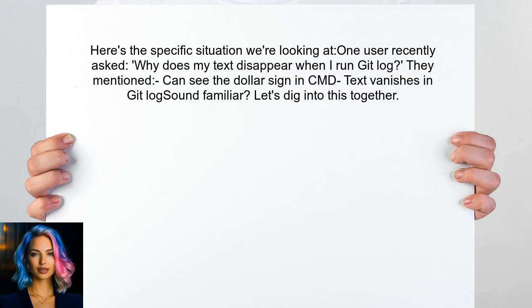Here's the specific situation we're looking at. One user recently asked, "Why does my text disappear when I run git log?" They mentioned that they can see the $ when using the command line, but once they enter git log, their text vanishes. Sound familiar? Let's dig into this together.